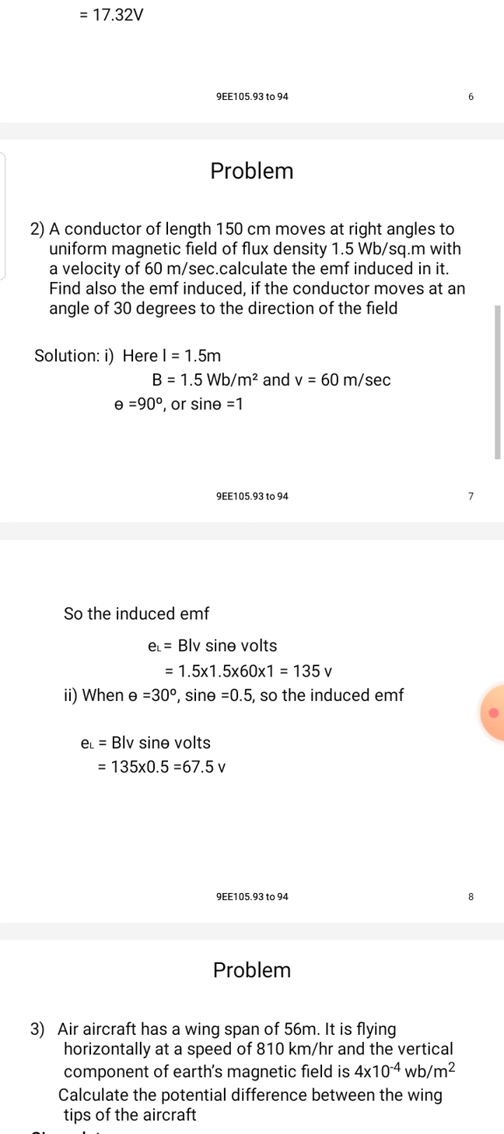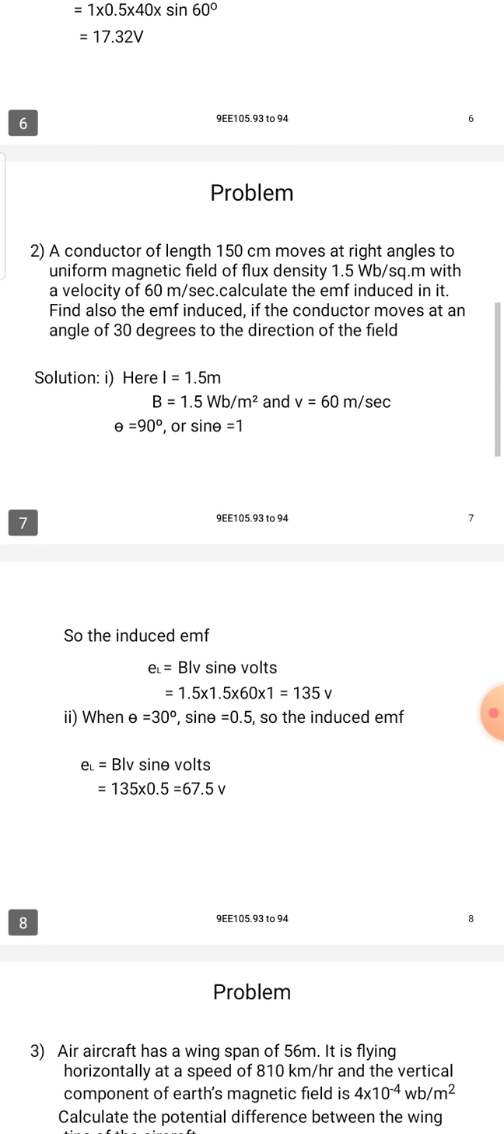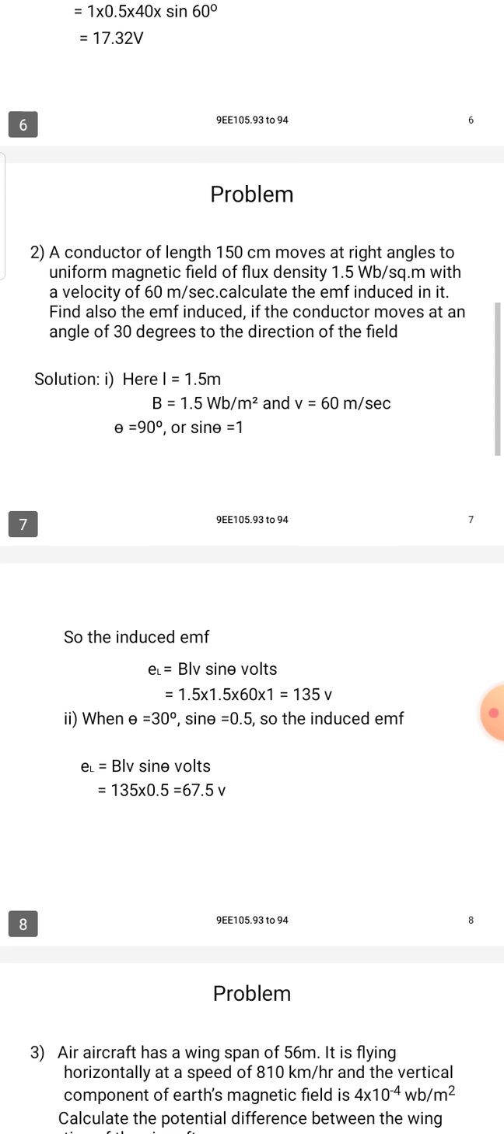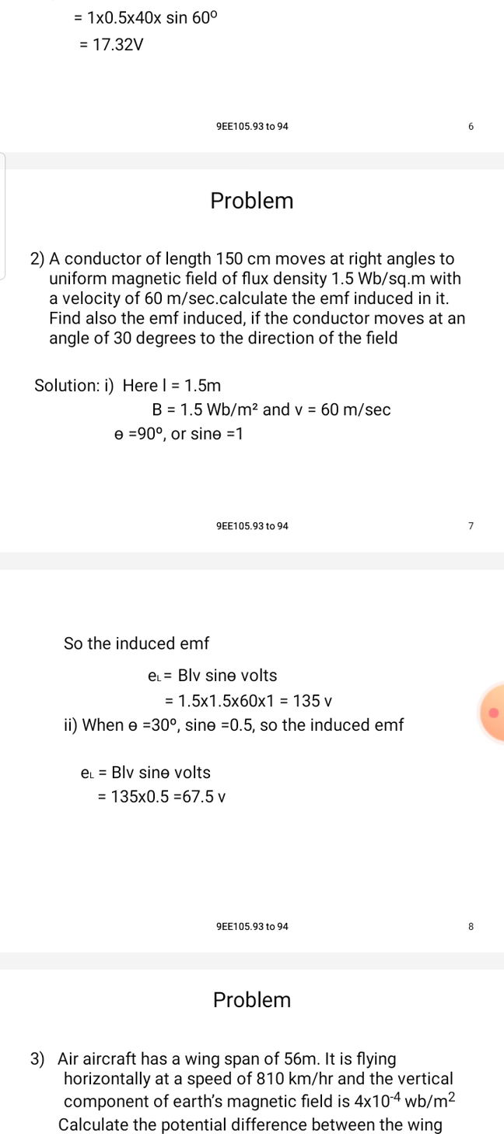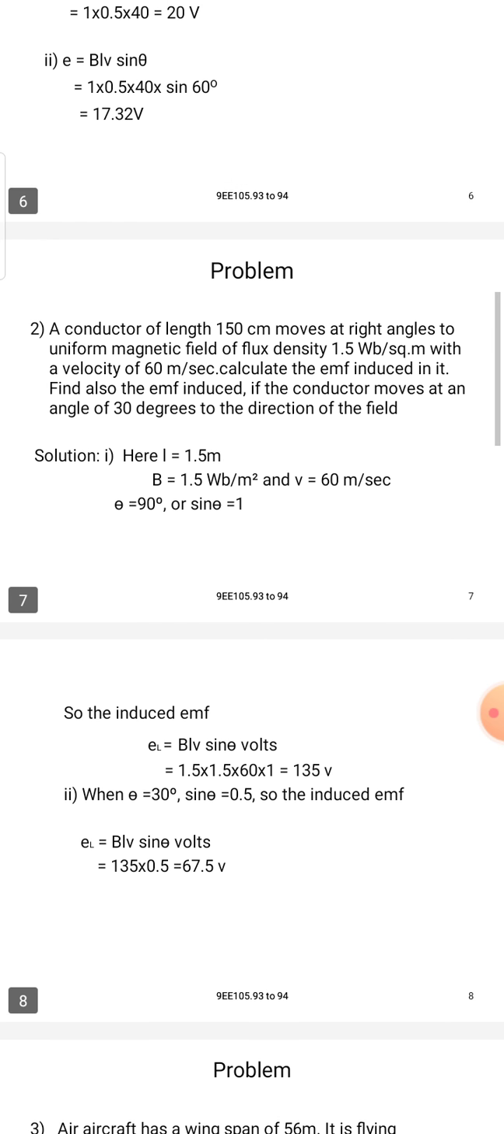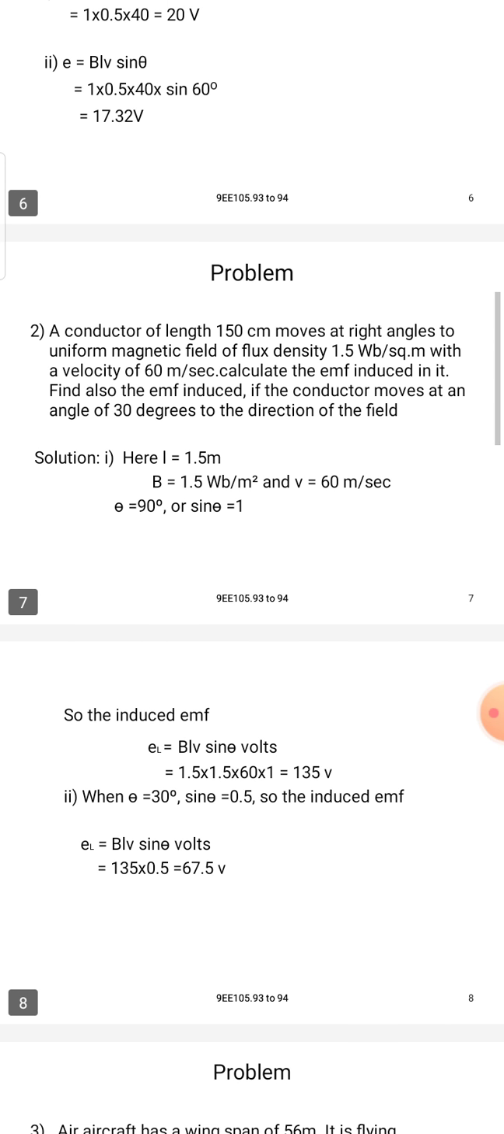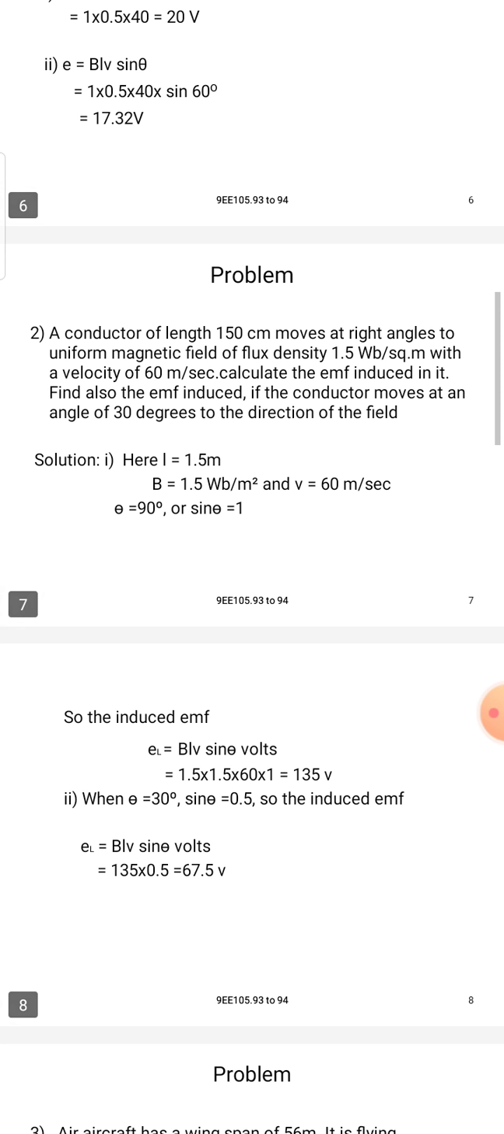Angle of theta is 90 degrees. So at that condition, sin 90 is 1. At the first condition, theta is 90 degrees. In the second condition, the conductor is moving at an angle of 30 degrees to the direction of the magnetic field. At these two different conditions, you find the value of dynamically induced EMF.